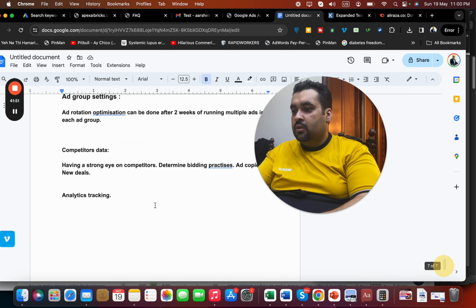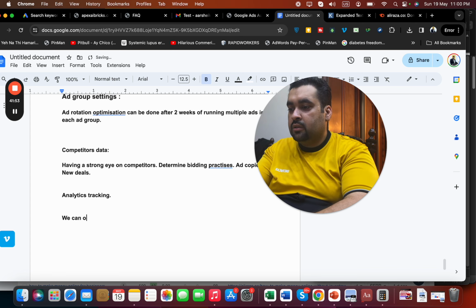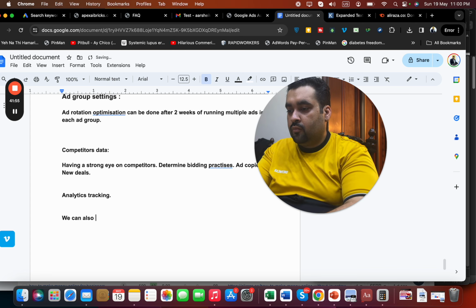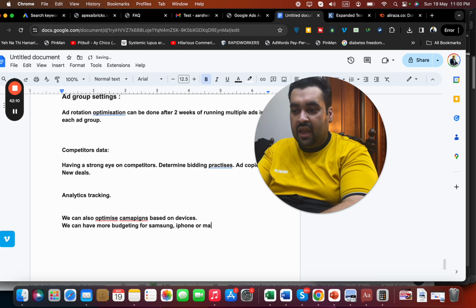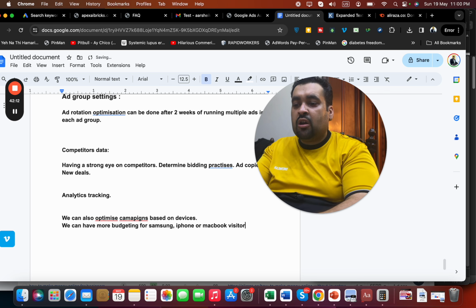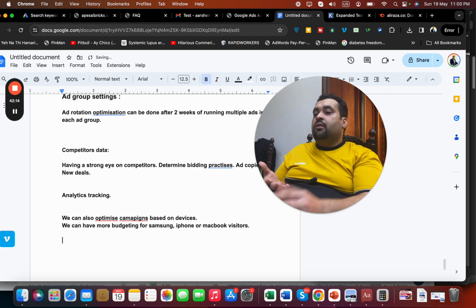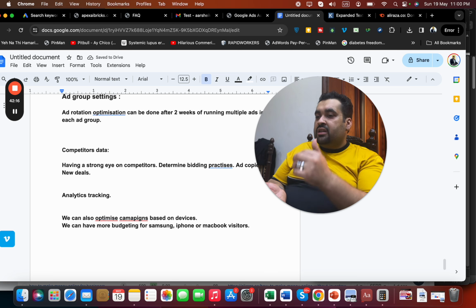Like we can also optimize on devices, like we can have more budgeting for Samsung, iPhone visitors, or MacBook visitors. But all this requires conversion tracking. Without this, we are almost wasting our money.